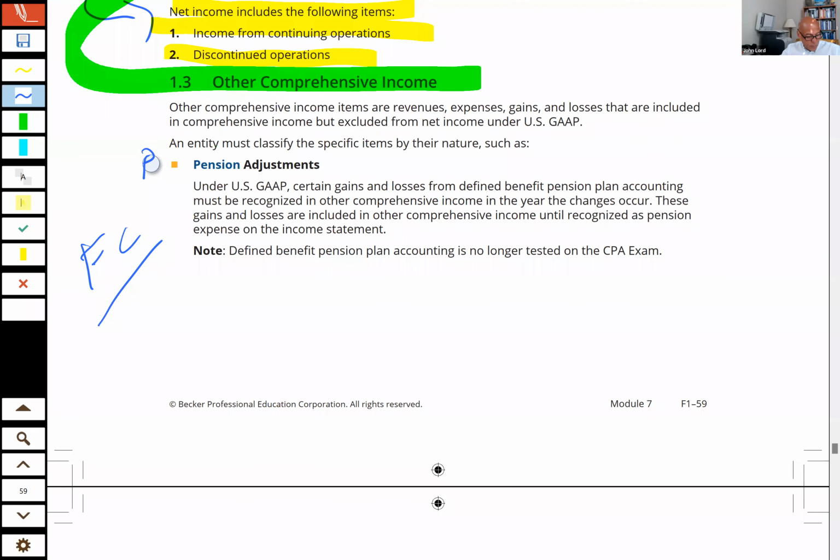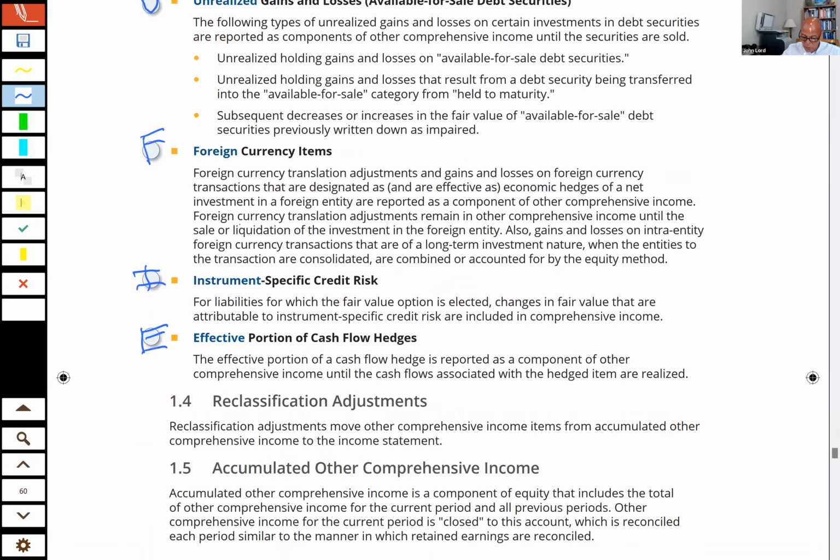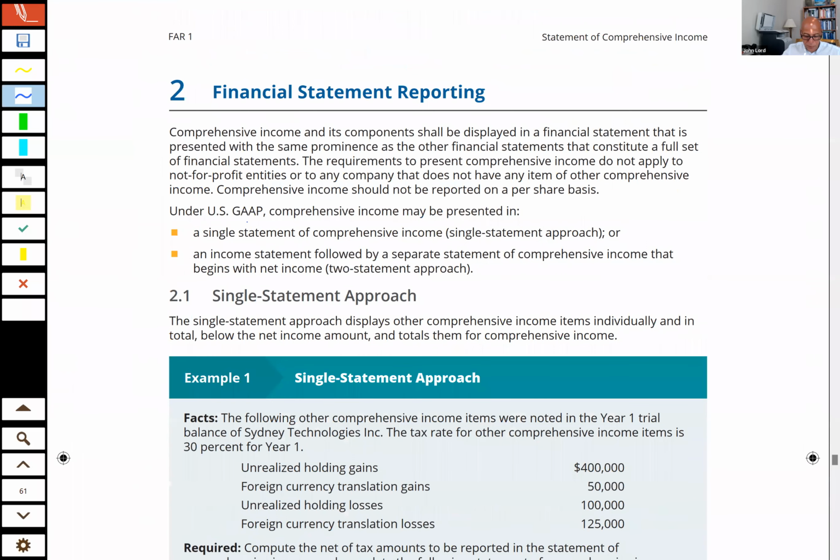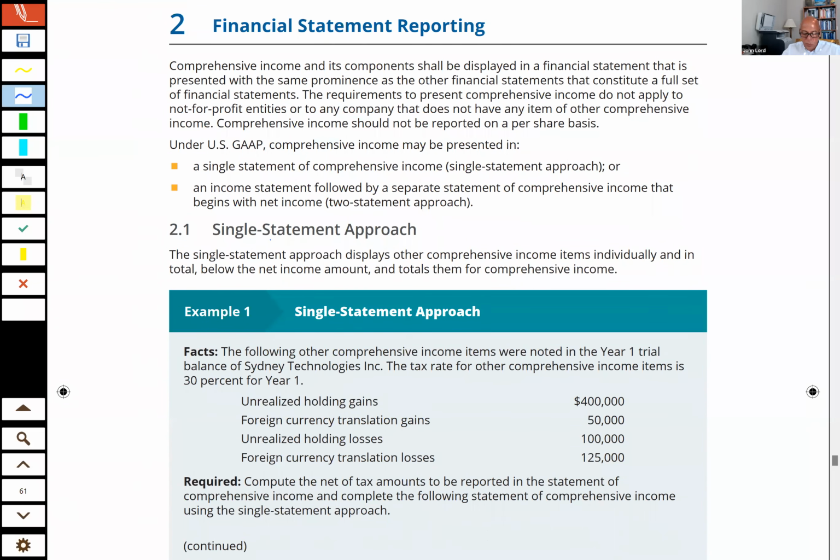Okay, now when you take a look, there are two ways to report this other comprehensive income. So what I want to do is I want to go over to page 61 and 62. We'll come back to some of this other stuff here in a second, but just look at ways of reporting my comprehensive income and my other comprehensive income.